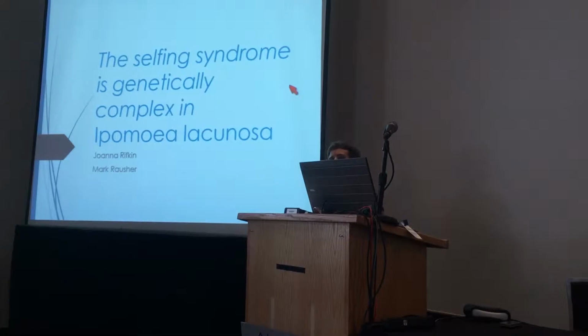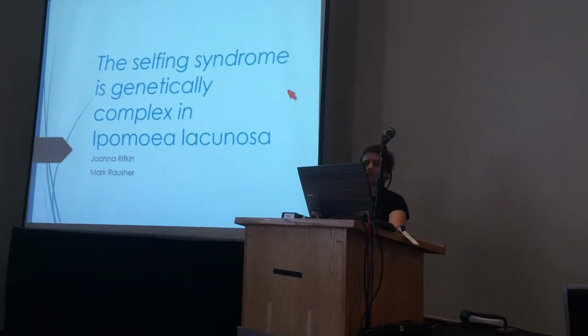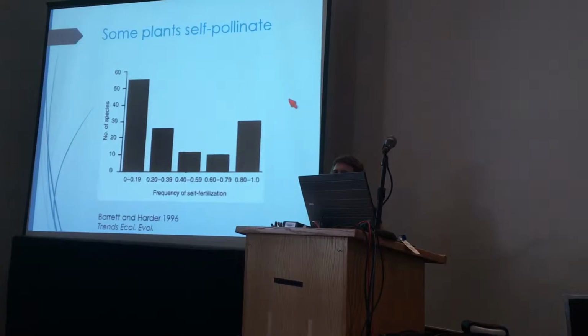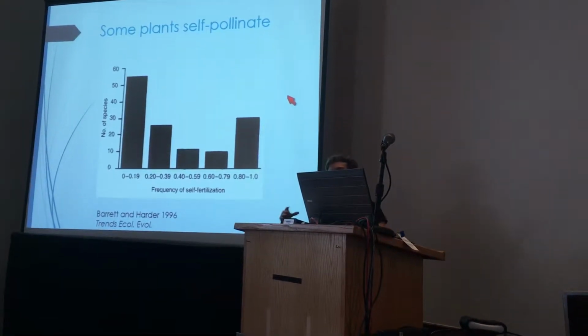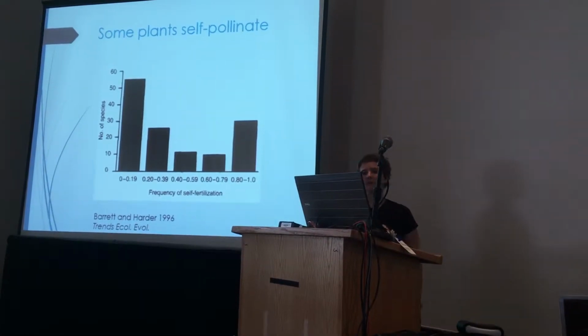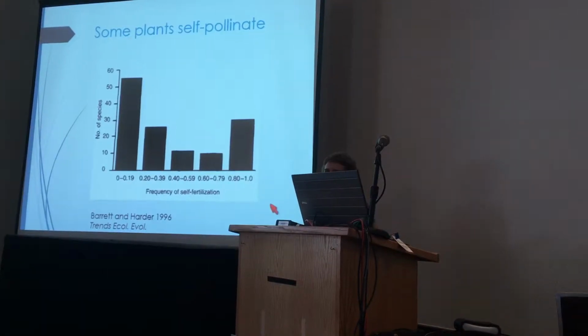So there are a couple of things that you should know as background, particularly if you don't work on plants. The first one is that some plants are capable of self-pollinating. As you know, plants produce male and female gametes, pollen and ovules. Most plants export their pollen to make another individual, but some plants are actually capable of mating with themselves. So we have this tail over here where they're sitting around mating with themselves.